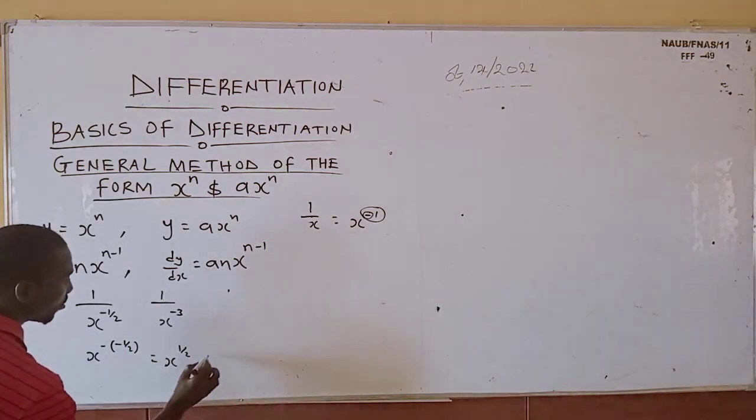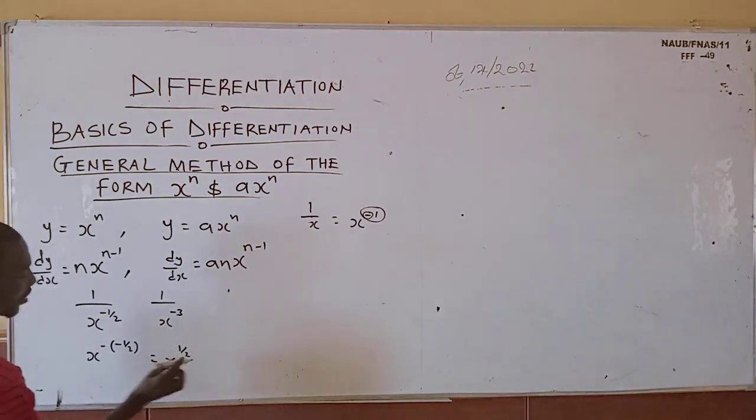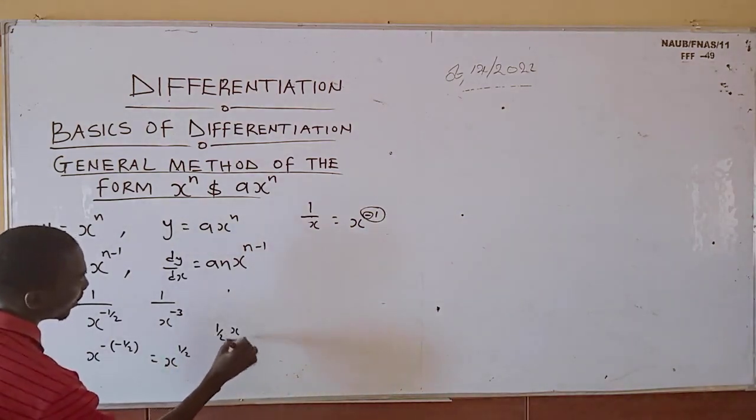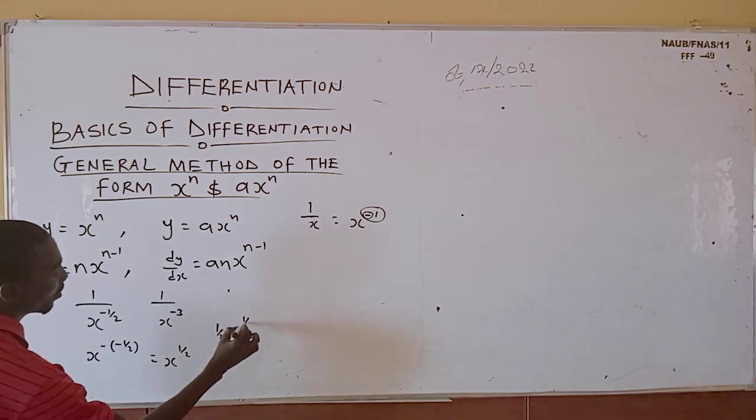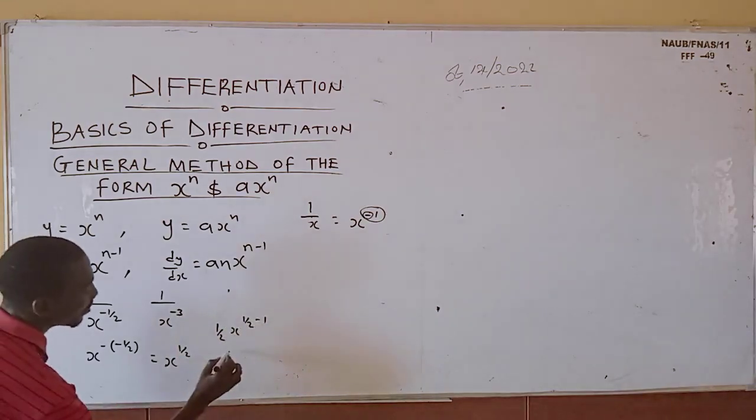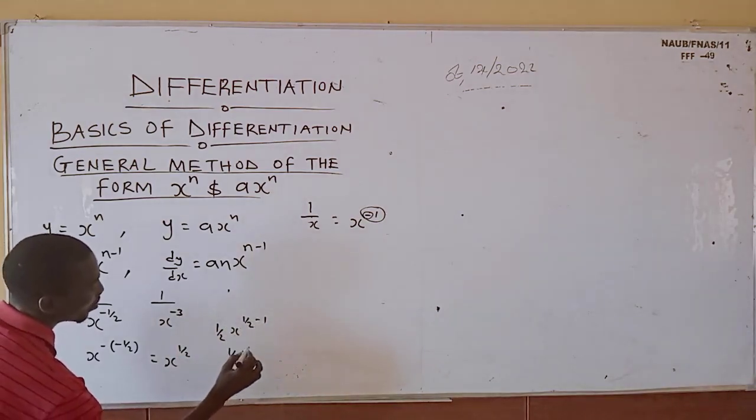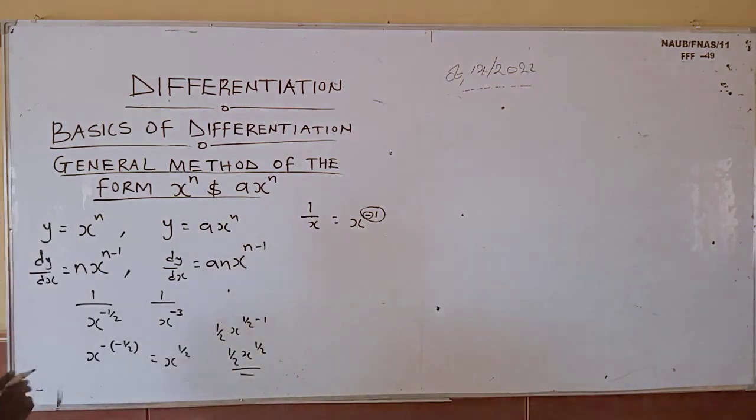Can we differentiate this now? Yes, of course. So if you want to differentiate, bring your 1 all over 2 down. 1 all over 2s, subtract 1. 1 all over 2 minus 1, which is still the same thing as what? 1 all over 2s to the power of what? Half. Because half minus 1 is what? Half.